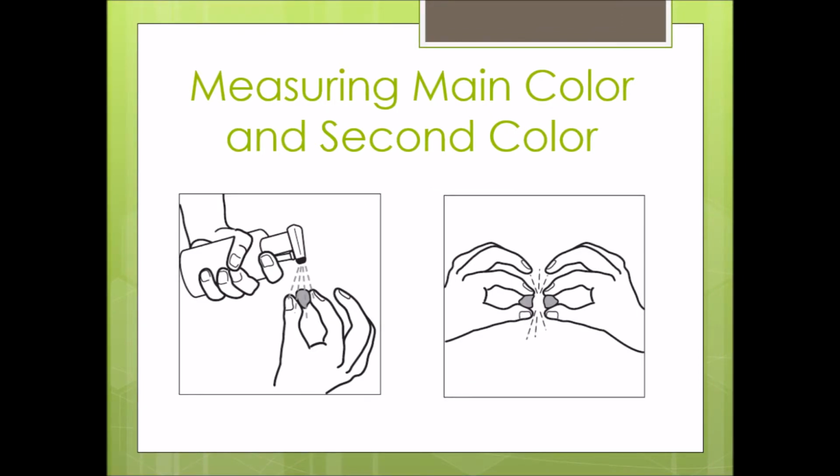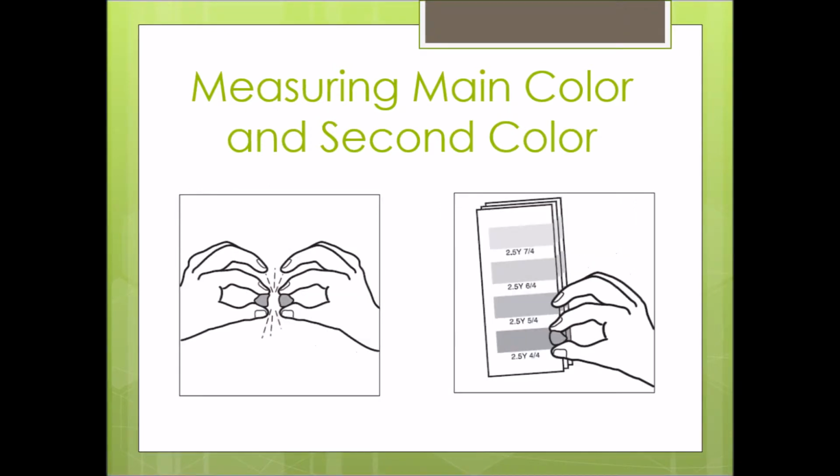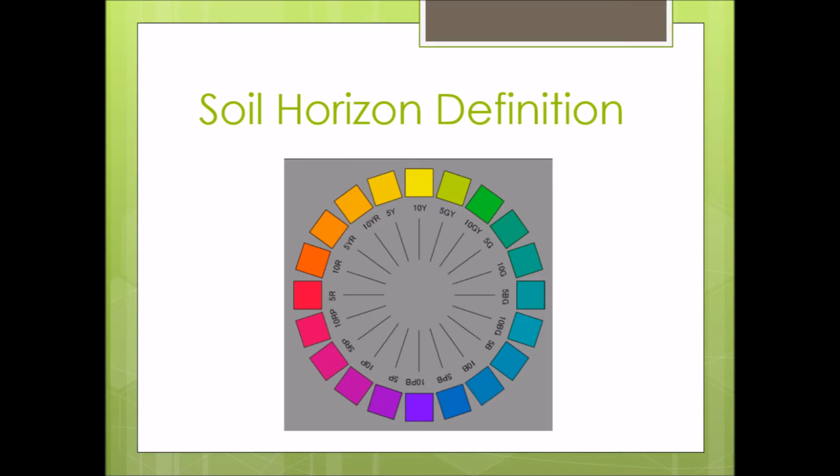Break the ped and hold it next to the color chart. Stand with the sun over your shoulder so the sun shines over the color chart and the soil sample you are examining. Find the color on the color chart that most closely matches the color from the inside surface of the ped. Be sure that all the students agree on the color choice.